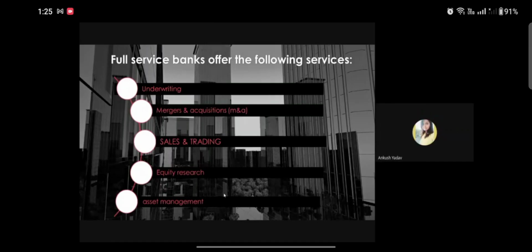So this service is provided by the bank. If I want to go public, I'll have to contact the investment bank, and they are going to handle all the process from starting till the end.